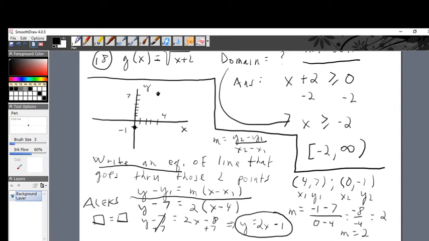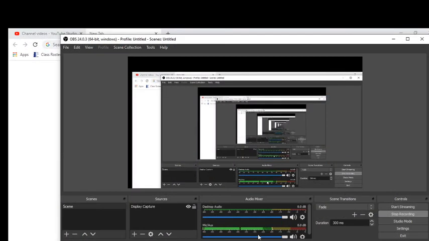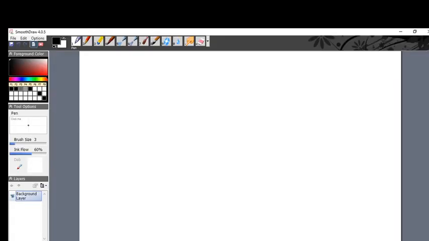This was not problem 18. I never wrote down what this was. This was problem number 19. We go to a fresh piece of paper for the last problem, which is number 20. Okay, here we go. Fresh piece of paper. There we go. Okay, here comes 20.